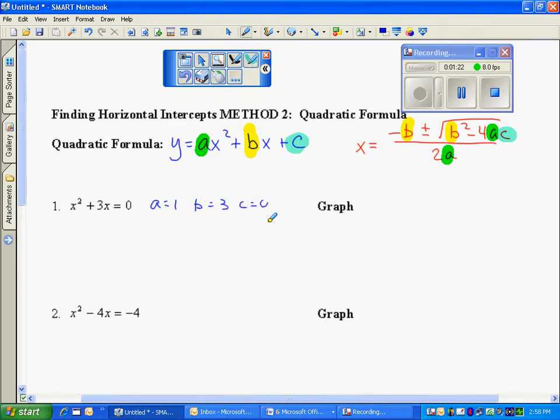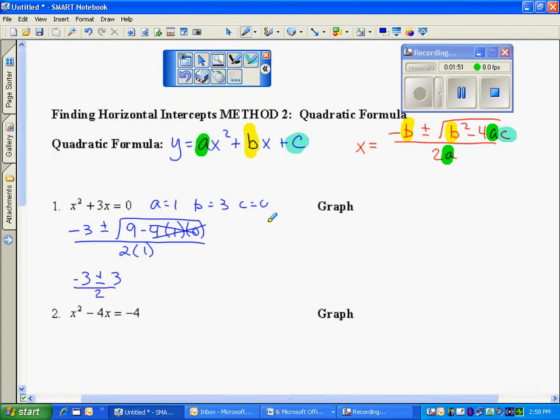Plugging it into the recipe, it says negative b. Notice I took the opposite of the positive 3, plus or minus the square root of b squared. 3 squared is 9, minus 4 times 1 times 0, all over 2 times 1. Now simplifying this, I get negative 3 plus or minus, 4 times 1 times 0 is gone, the square root of 9 is 3, and it's all over 2.